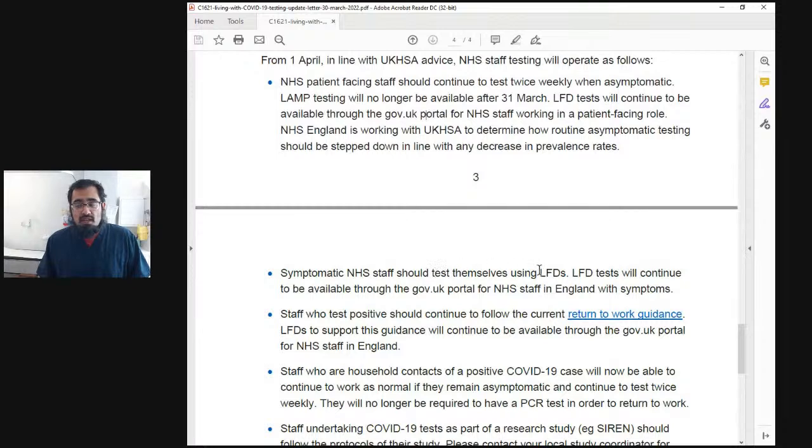For symptomatic members of staff in the NHS, another important change here is that they should test themselves using LFDs, not PCR tests. That's a really important change. So LFD tests will now continue to be available for staff, but that is the route that they will have to test for if they are symptomatic.